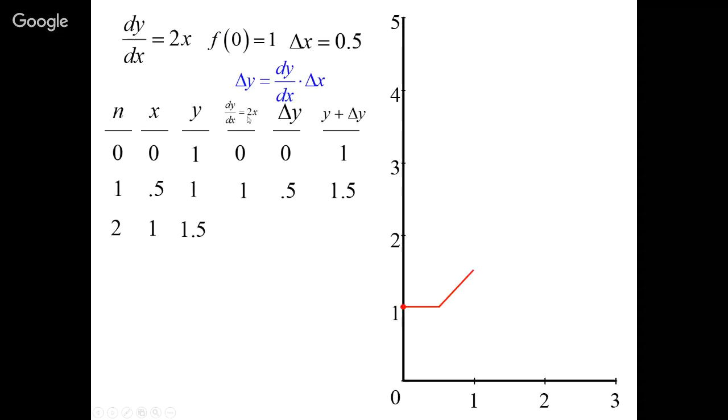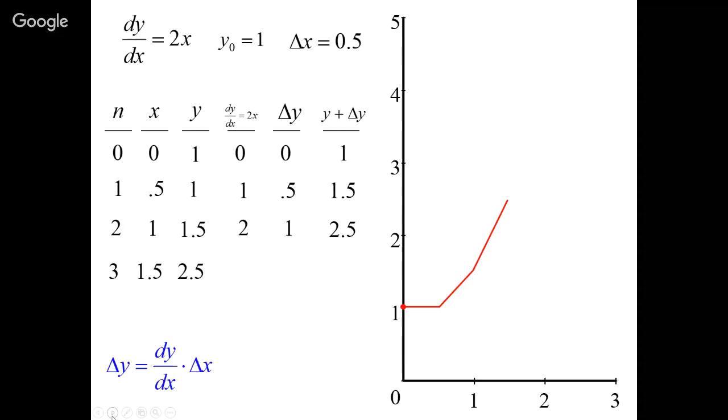So to find the slope at 1, I'm going to take 2 and multiply by 1, and I'm going to get 2. Then I'm going to use that slope to approximate the change in y. So 2 times 0.5 is going to be 1. And then my delta y, when I add 1, will be 2.5. So my new point is going to be delta x plus x, which would be 1.5, 2.5.